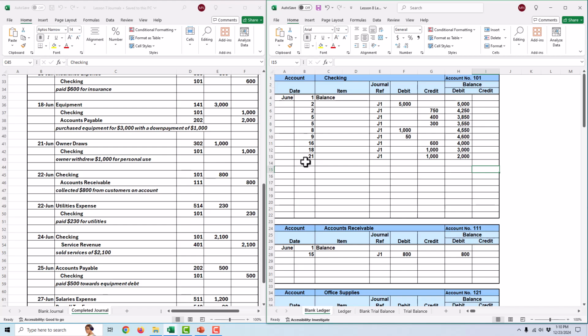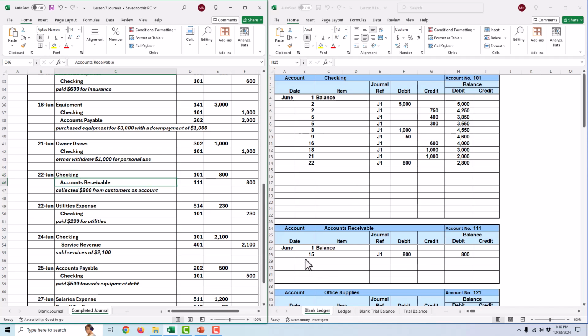Debit to checking for $800. There was already a debit balance of $2,000 plus a debit transaction of $800. You add two debits together to get a $2,800 debit. And then credit accounts receivable.